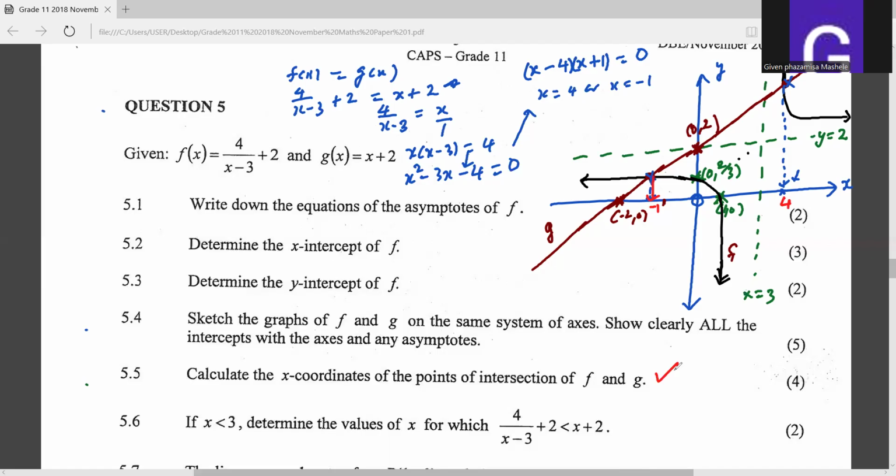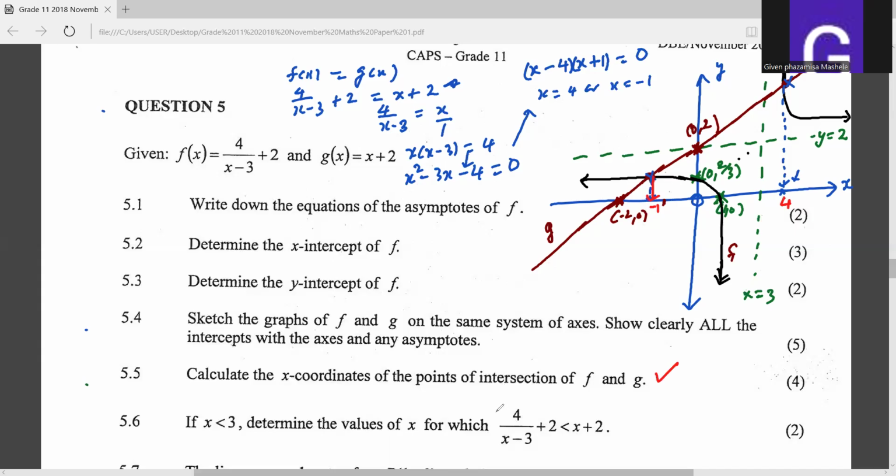Then now, 5.6 says, if x is less than 3, determine the value of x where 4 over x minus 3 plus 2 is less than x plus 2. What is this?